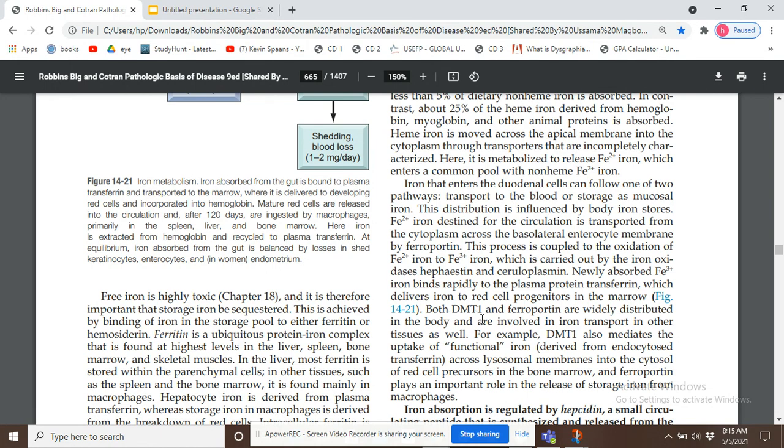Both divalent metal transporter 1 and ferroportin are widely distributed in the body and are involved in iron transport in other tissues as well. For example, divalent metal transporter 1 also mediates the uptake of iron derived from endocytosed transferrin across endosomal membranes into the cytosol of red cell precursors in the bone marrow for the synthesis of hemoglobin, and ferroportin plays an important role in the release of storage iron from the macrophages.